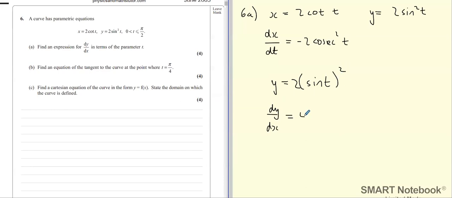Now we can use the chain rule. Multiply the power down, 4. Take 1 away from the power, so it becomes 1. What do I do next? Please tell me, what do I need to do next? Multiply by the differential of the bracket. Sine t differentiated is cos t. Okay, and then if I just write this as 4 sine t cos t.